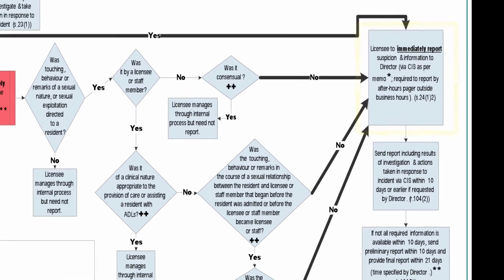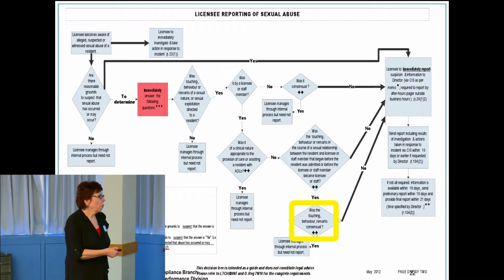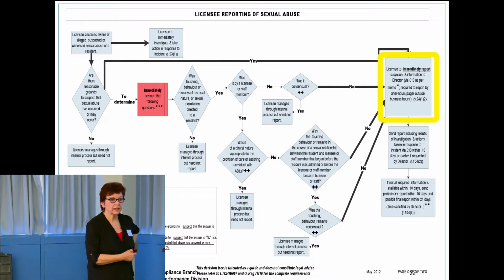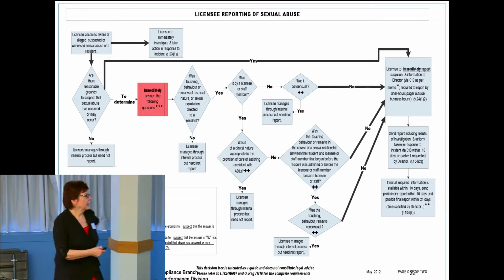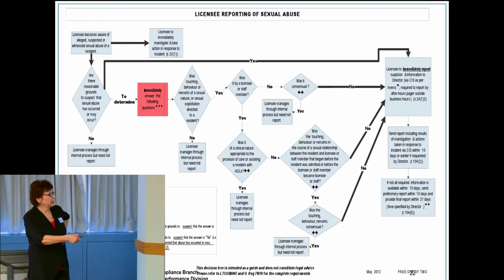and that's immediately reported. Now, even if it was that previous relationship, was it consensual? If it's not consensual, then it's reported, because any sexual activity that isn't consensual is sexual abuse. How does that pertain to someone that's cognitively impaired and they say yes? All right, let's follow along. Let's call them resident, because that'll come up here too.